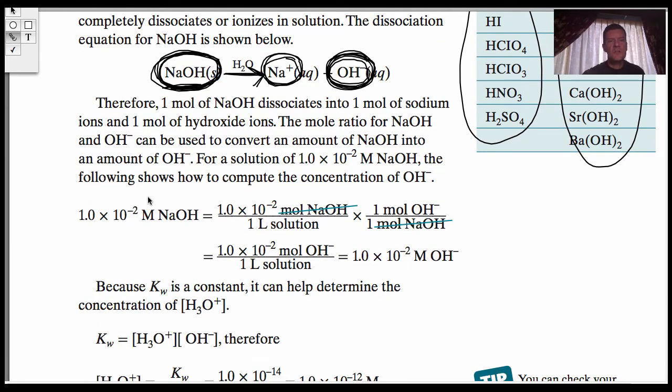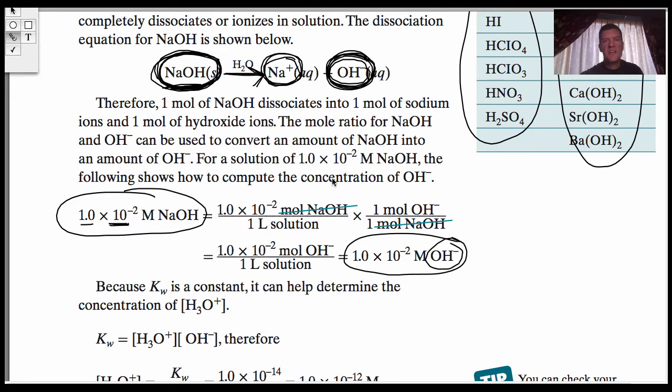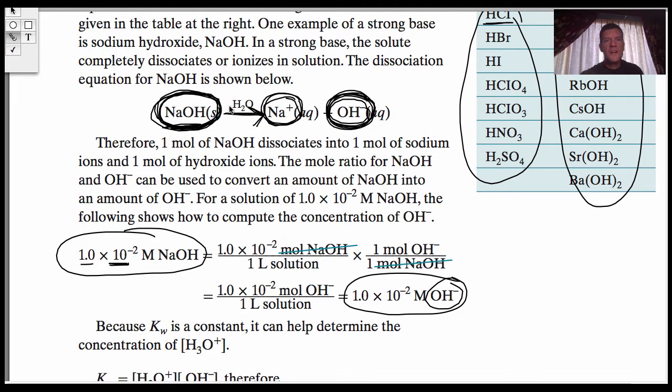So here, if you're told that your concentration of sodium hydroxide that you put into water is 1 times 10 to the negative 2, then you know that also is going to be the concentration of your hydroxide. Because for every 1 sodium hydroxide, there's going to be 1 hydroxide ion. Okay?